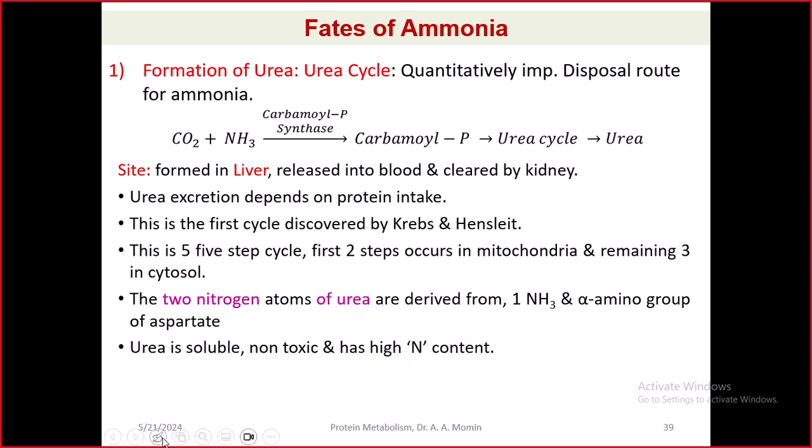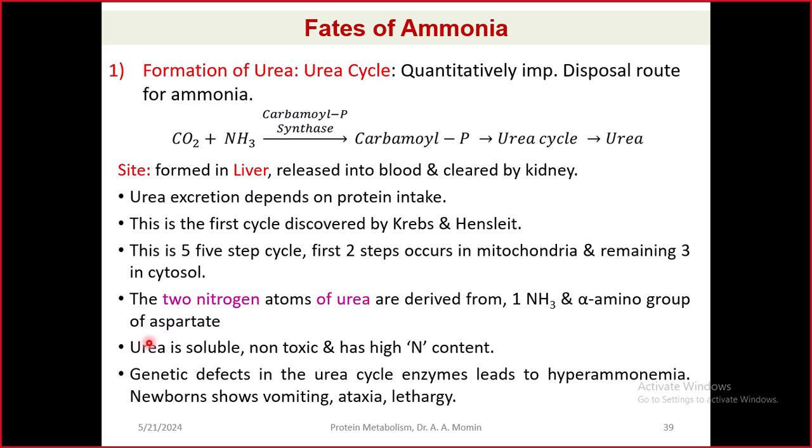Urea is soluble, non-toxic, and has high nitrogen content. Nitrogen needs to be excreted from the body, and it is already present in the ammonia, which is toxic. So toxic ammonia is converted to non-toxic and more soluble urea. So urea can be easily excreted from the body, and that's why it is defined as a net excretion of nitrogen from the body. In the previous slide, if you remember, we saw this term, net excretion.